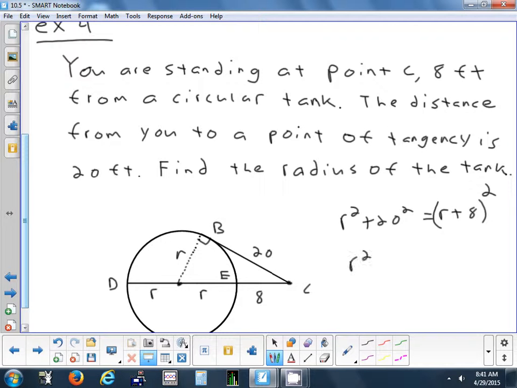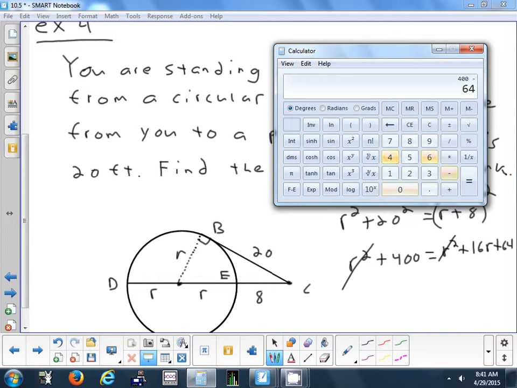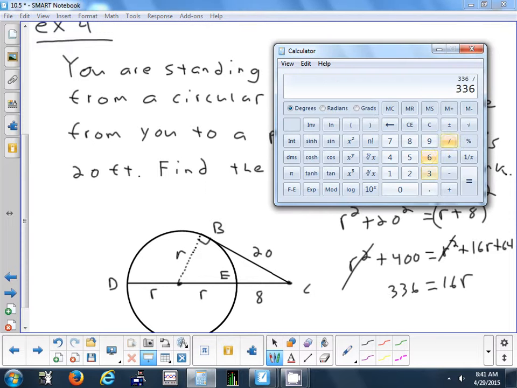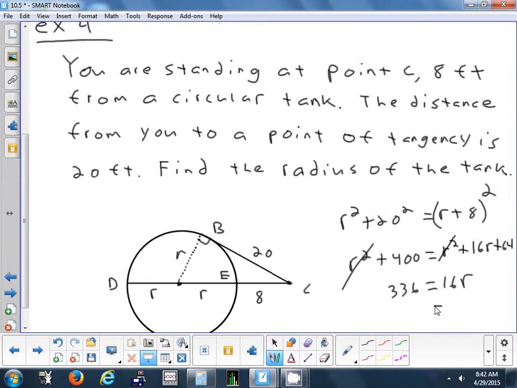If you did it out, you'd have r squared plus 400, and then this is FOIL, or double distributive, so you get r squared plus 16r plus 64. Look what happens to the r squared: if you have the same thing on both sides, it cancels out. Subtract the 64 from the 400, and you get 336 equals 16r. Your last step was to divide each side by 16, and you get r equals 21. You guys already have this in your notes from section 10.1, exactly doing it like this.